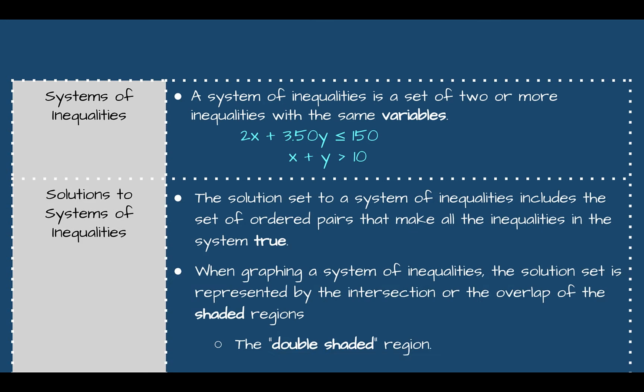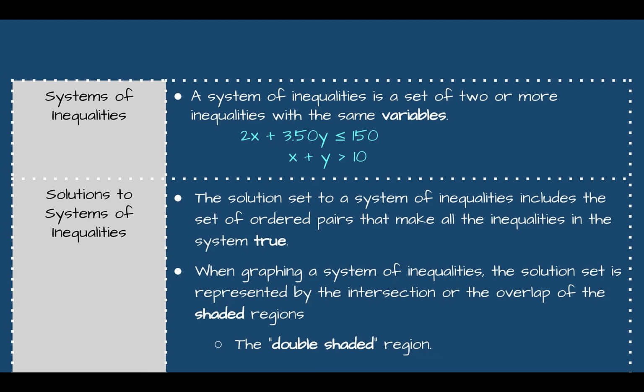For these, the solution set includes the ordered pairs that make all of the inequalities in the system true. Usually it's going to be just two inequalities, but it could be more. So any coordinate that makes both of the things true at the same time.